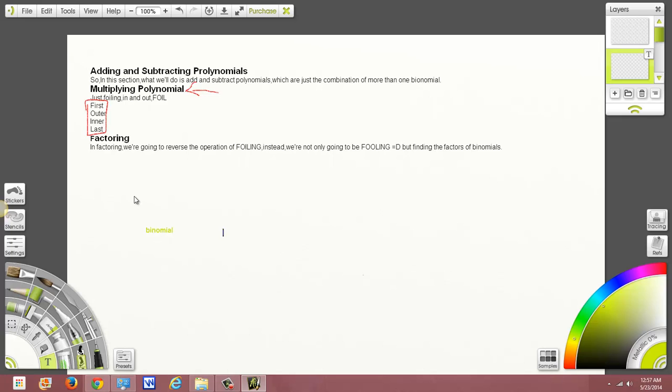The last thing we're gonna do, one of the last things, is trinomials. Okay, so let's do this. Trinomials. Damn, I hate this color.